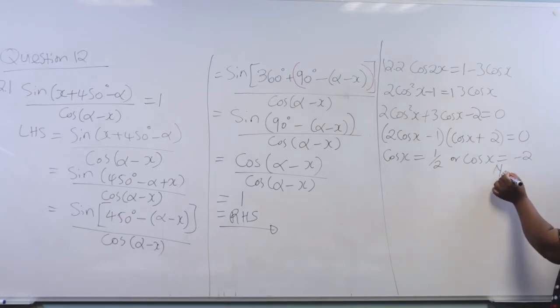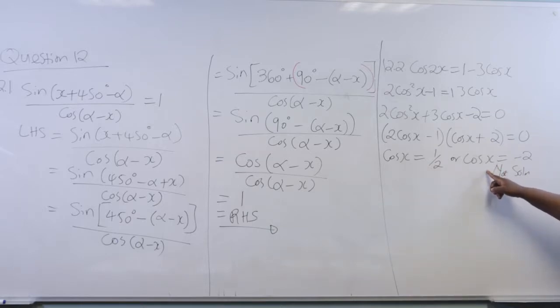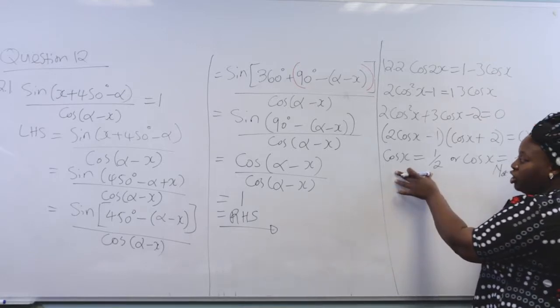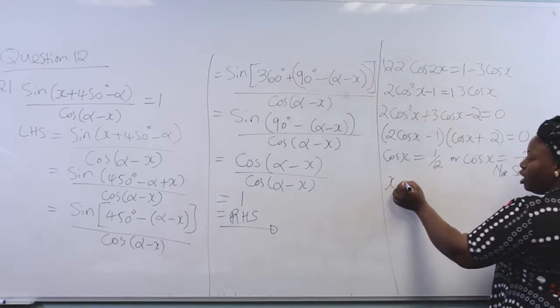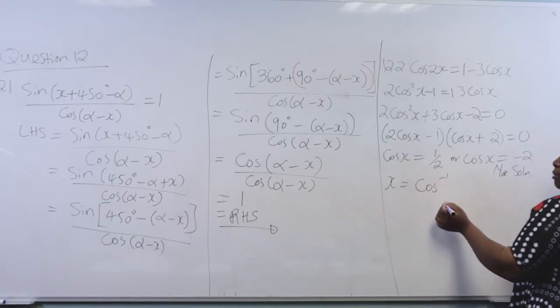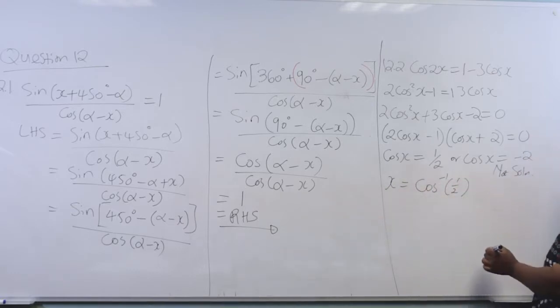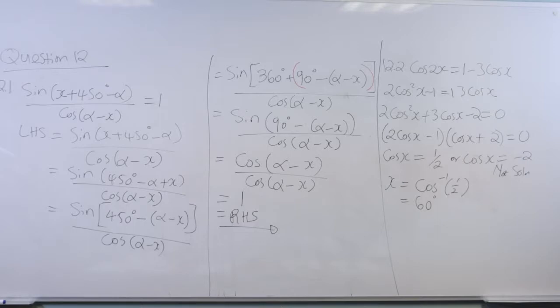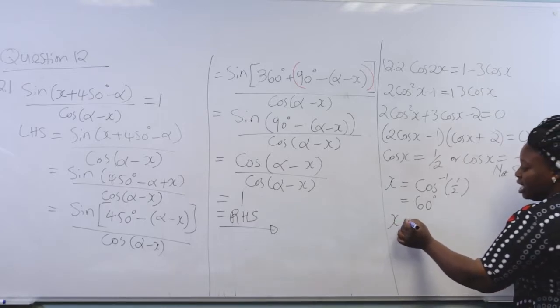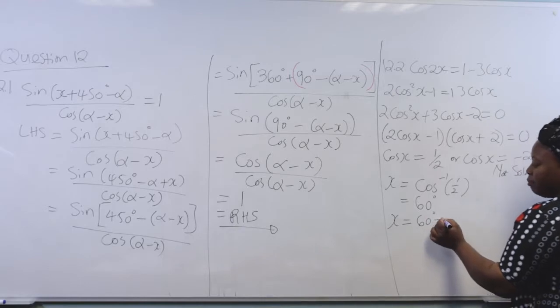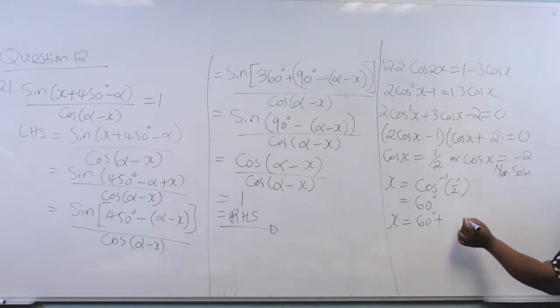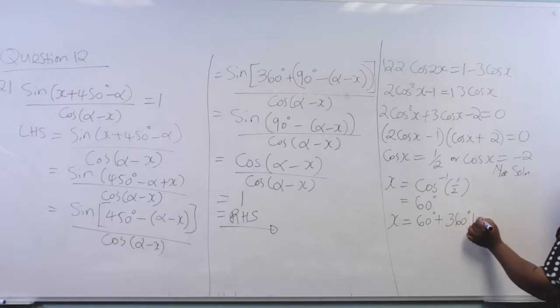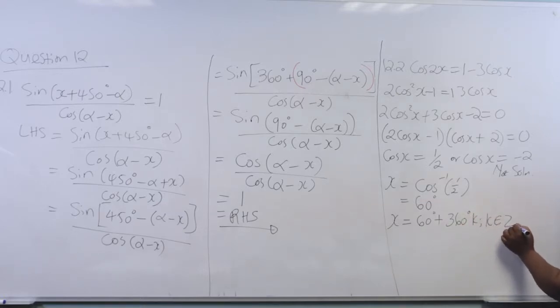This one is not a solution because we cannot get an angle with a negative in terms of cos. So we're going to focus on this one. For the general solution, we're going to say x equals arc cos, which will give you cos to the minus 1 of 1 over 2 in your calculator, and this will be 60. Now 60 becomes your reference angle. So x equals 60 degrees plus, since we are talking about cos, 360 degrees k, where k is an element of integers.